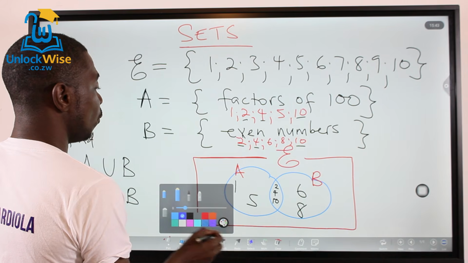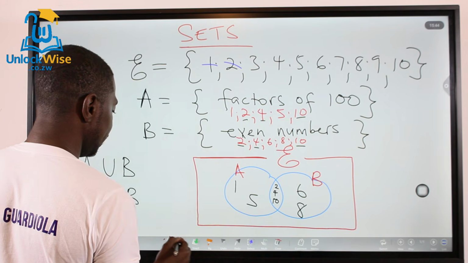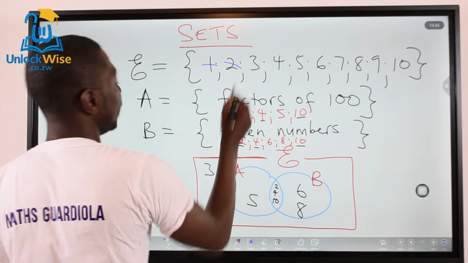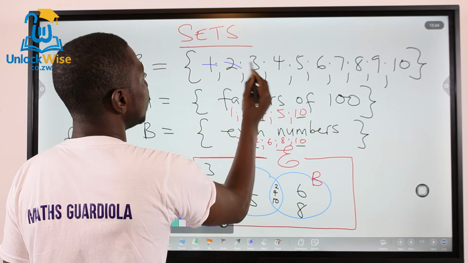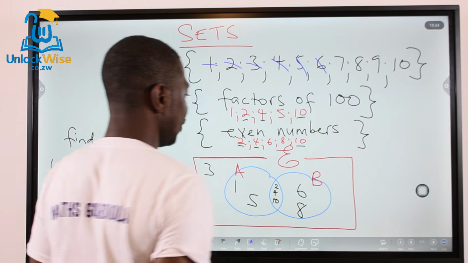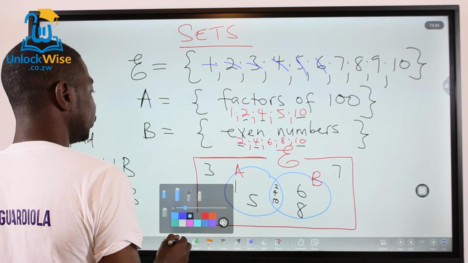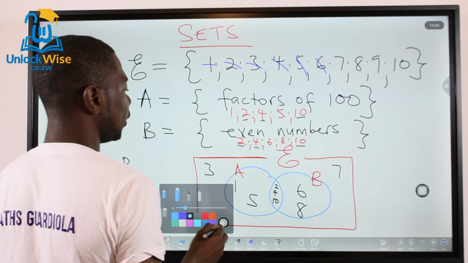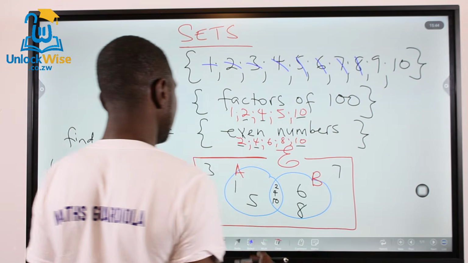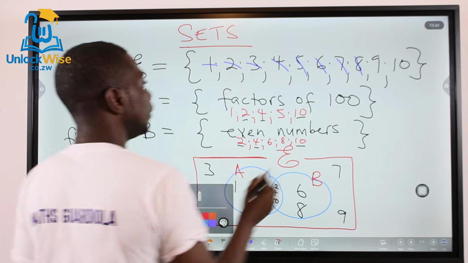Okay, so I want us to look at this. Do we have 1 in here? Yes, 1 we have. Do we have 2? Yes, we have. 3? No. So our 3 will be in here. Do we have 4? Yes. Do we have 5? Yes. Do we have 6? Yes. Do we have 7? No. So our 7, we'll put it in here. Do we have 8? Yes. Do we have 9? No. So we have our 9 in here. Do we have 10? Yes.